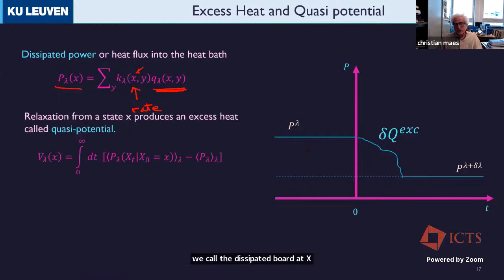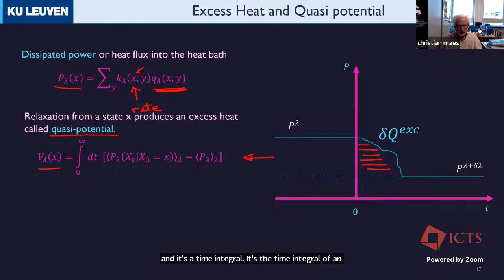Now, if we want to come to terms with this excess heat that I also defined in my previous talk, then the quantity which perhaps intuitively could already be clear is the following. We call it the quasi-potential, and it is denoted by V_lambda. It's a function of x, and it's a time integral of an excess in powers.